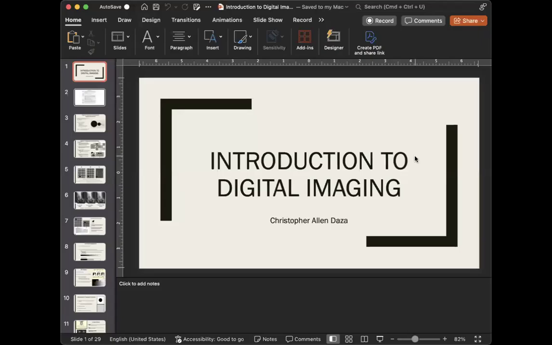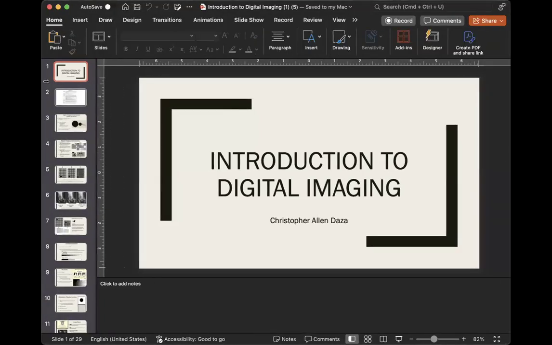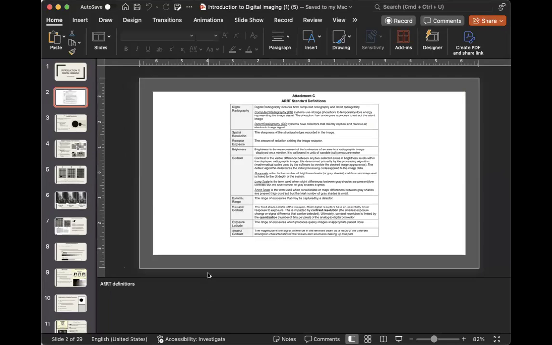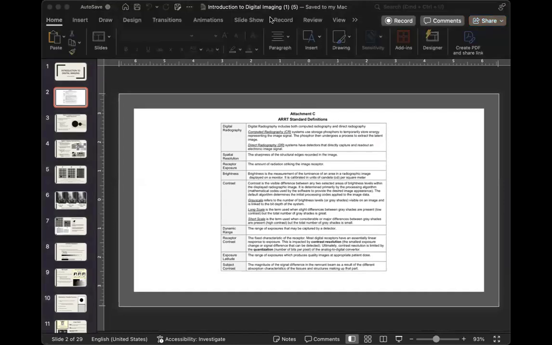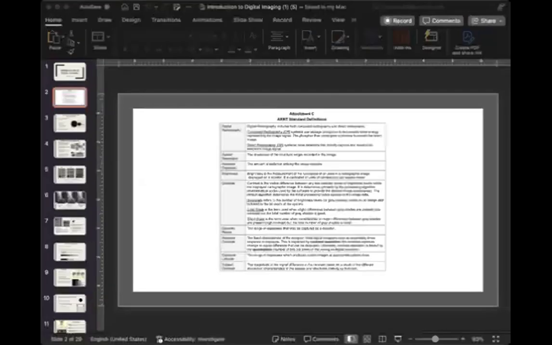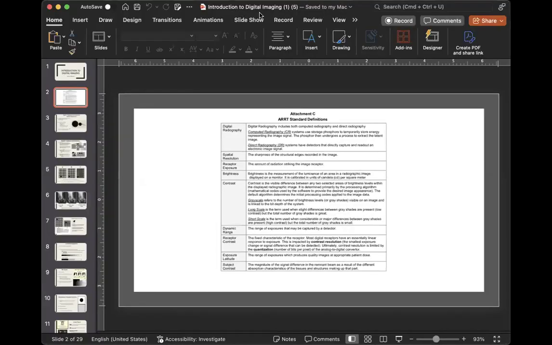And so this PowerPoint is going to be about an introduction to digital imaging. A lot of these terms we have to know, okay? When we look at terminology, these are the terms that the ART defines as what we should be considering when we're going through questions. Everything's going to be based off of this area here, okay?